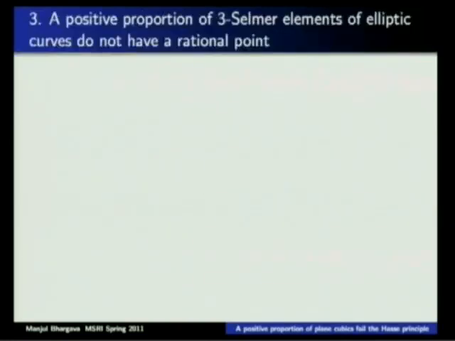So first, I want to look at 3-Selmer elements, not ternary cubic forms, but 3-Selmer elements of elliptic curves. Let's order all elliptic curves by height and look at 3-Selmer elements of those elliptic curves up to height X, where X is large. And I want to show that a positive proportion of all 3-Selmer elements of elliptic curves up to a given height don't have a rational point. In other words, they fail the Hasse principle.